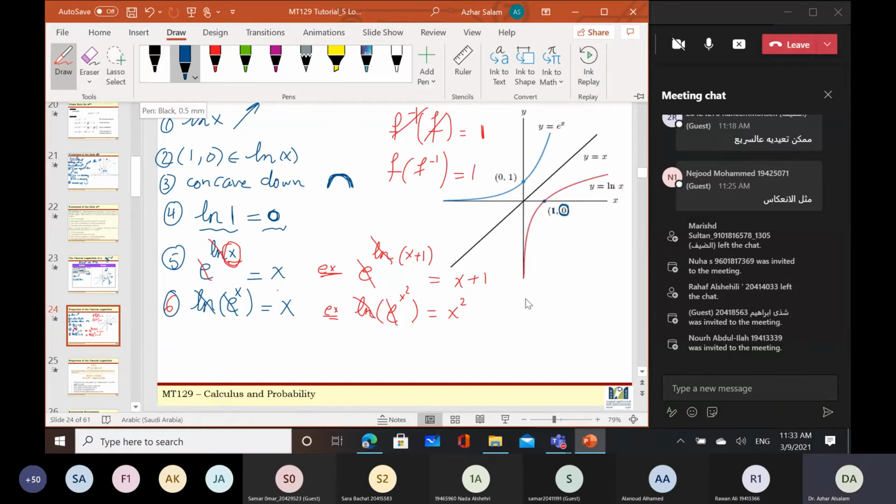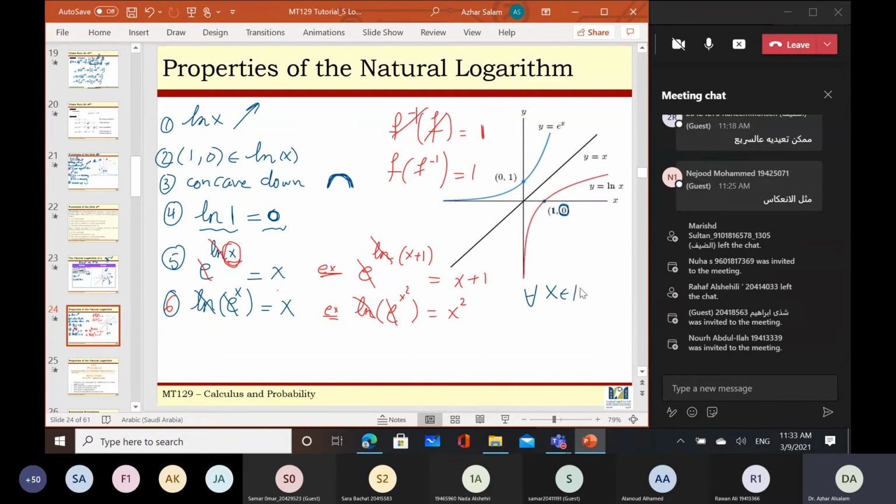Of course, this is for all x and r. It remains to find the domain for ln. The domain for the natural logarithm function is only the positive real numbers. Notice here that the graph of the logarithm is only at the right of the plane.